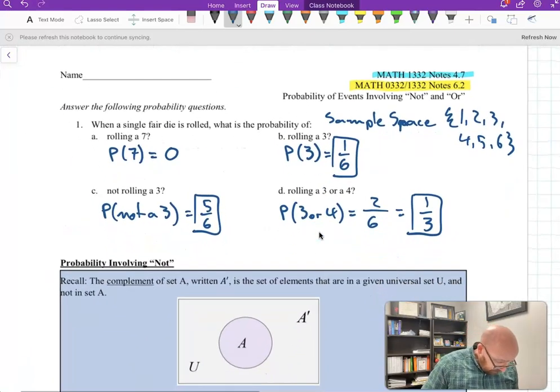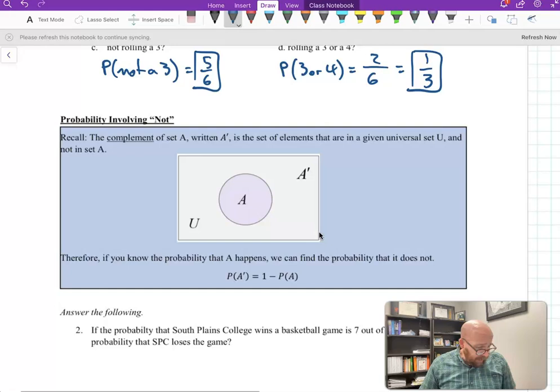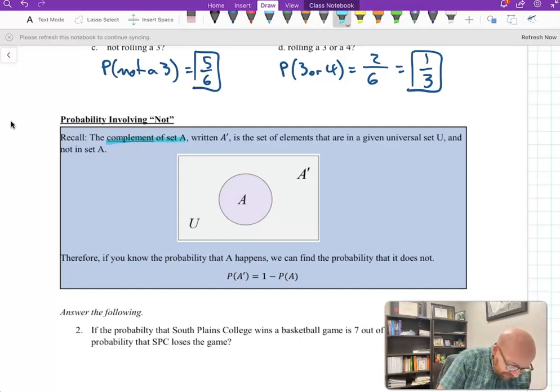Okay, so let's talk about the probability of not. Recall that the complement of a set, written as A prime, is the set of elements that are in the universal set and not in A. So a complement of A, written as A prime, is the set of elements that are in the universal set, but not in A.